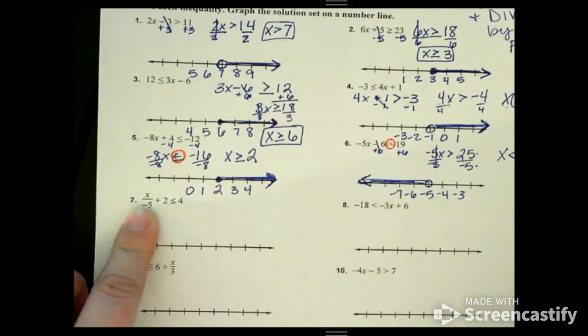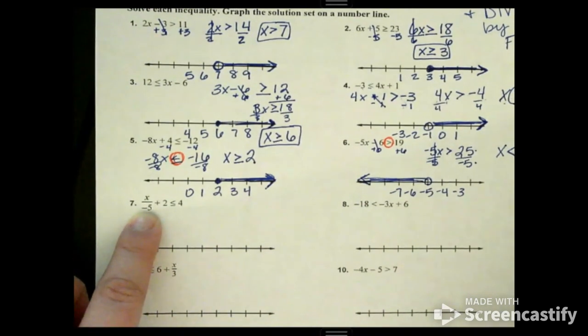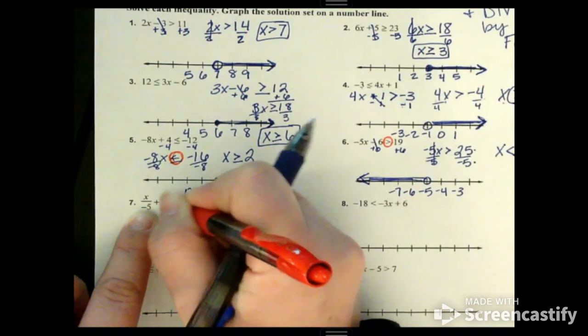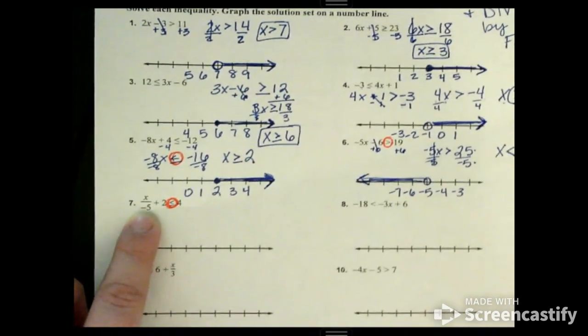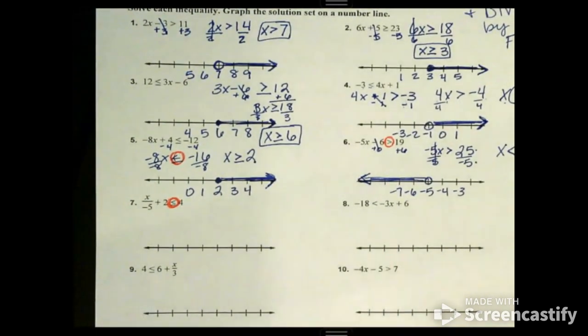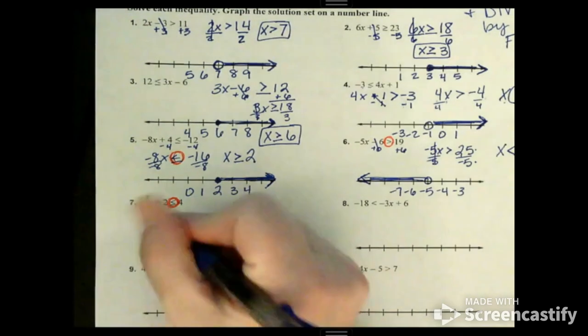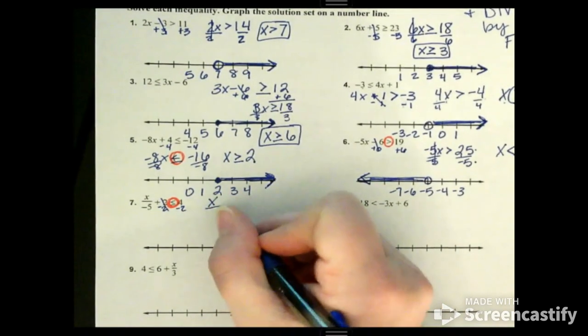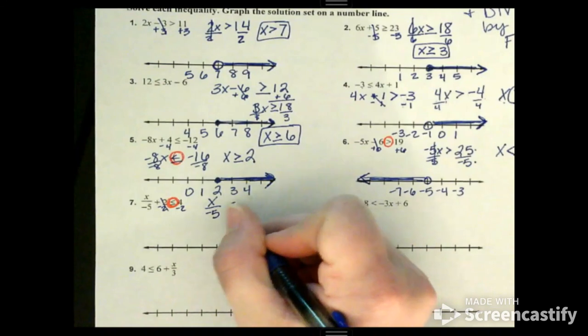Okay, number 7. Do we have a negative? Are we multiplying or dividing by a negative? Okay, so we're going to have to flip my sign. Okay, what do I do with that 2 first? Subtract it. It's adding. The opposite of adding is subtracting. So I do -2, -2. So 4 minus 2 is? So now I have x divided by a -5 is less than or equal to 2.